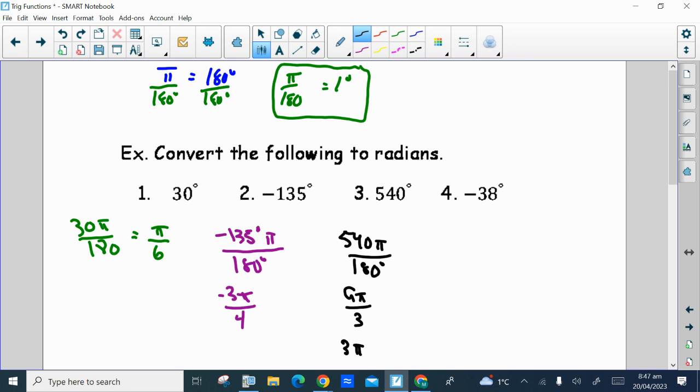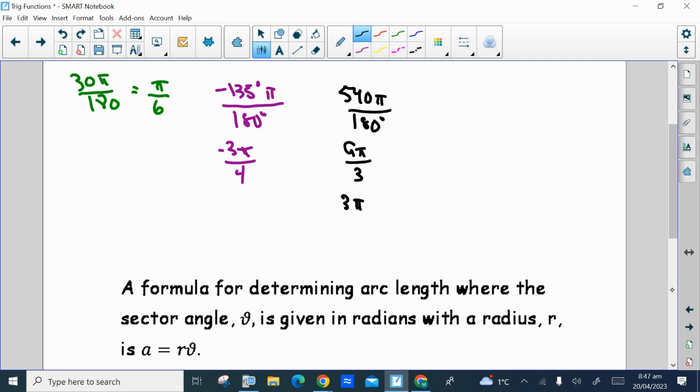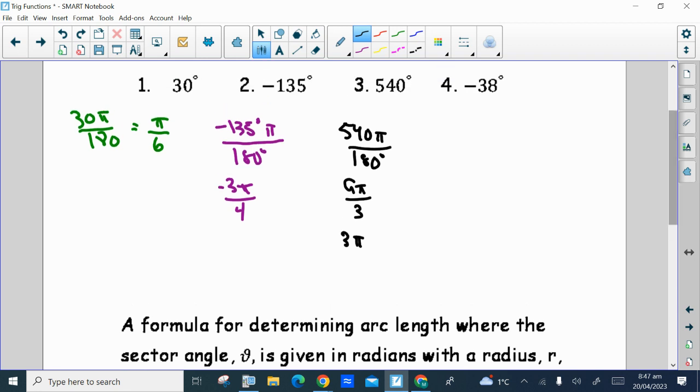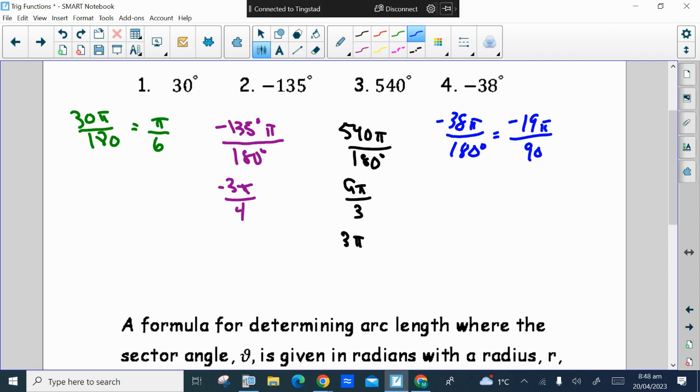And if you used your calculator and went 540 divided by 180 at the start, you would have got your 3 that way. And negative 38 degrees will be negative 38 pi over 180. And again, if you divide top and bottom by 2, it'll be negative 19 pi over 90. And so there's your answer in radians. Again, no unit written means you're in radians.